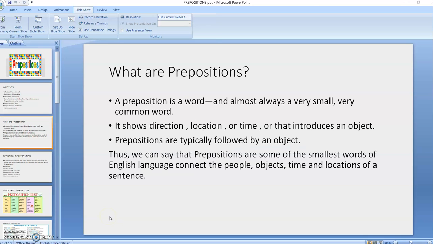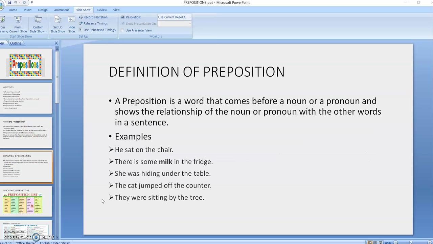What are prepositions? A preposition is a word and is almost always a very small and very common word. It shows direction, location, time, or it may even introduce an object. Prepositions are typically followed by an object. We can say prepositions are some of the smallest words of the English language. They connect people, objects, times, and locations in a sentence.